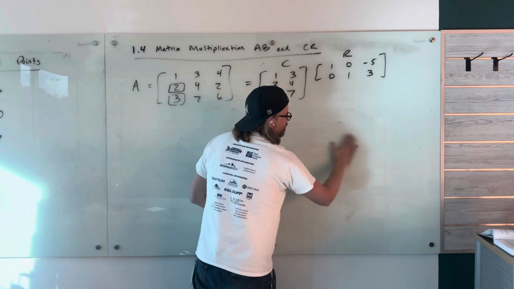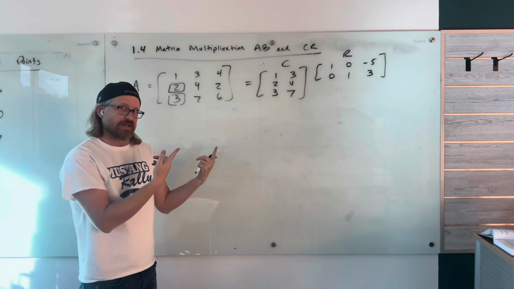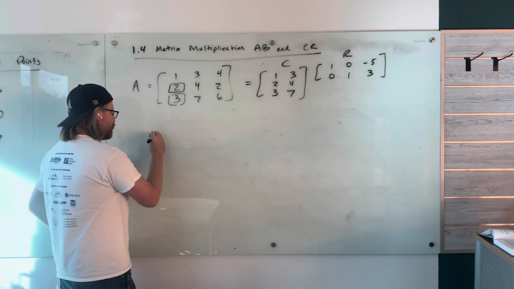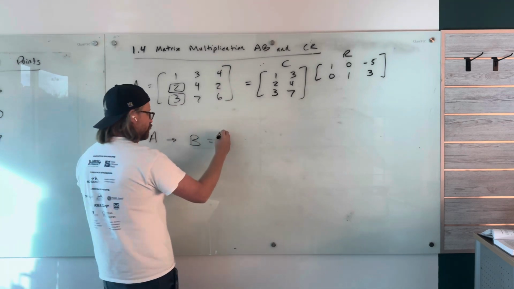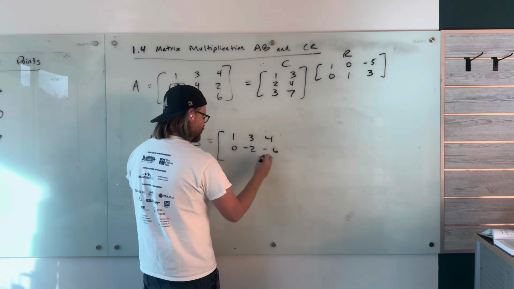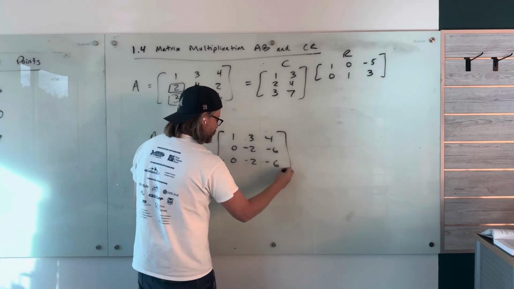And that realization of when a matrix looks this way, what it's actually telling us when we're digging into those numbers. Now A, remember, we were able to reduce. Now the book calls the reduction B. And so when we reduce into that matrix 1, 3, 4, 0, negative 2, negative 6, 0, negative 2, negative 6. Again, the book refers to this as matrix B.